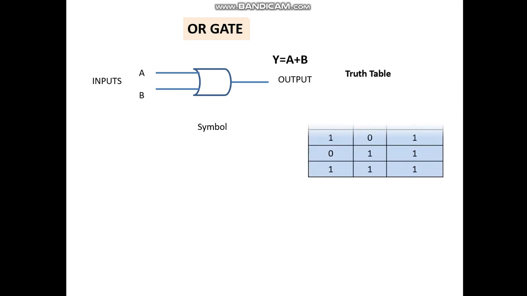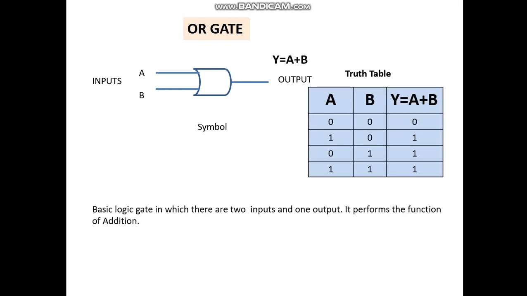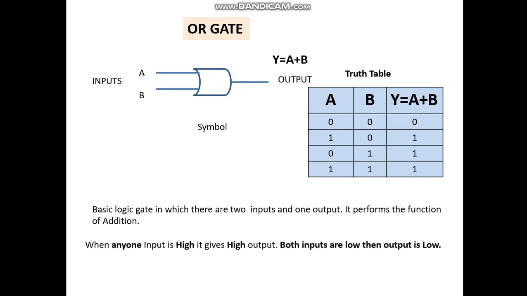Now let's see what's an OR gate. So that's the symbol, that's the truth table. It's a basic logic gate again in which there are 2 inputs and 1 output. It performs the function of addition. When any one input is high, it gives high output. Both inputs low, then the output is low. As you can see, 0 plus 0 is 0, low plus low is low, high plus low is high, 0 plus 1 is 1 again, and 1 plus 1 is 1, that is high plus high is high.